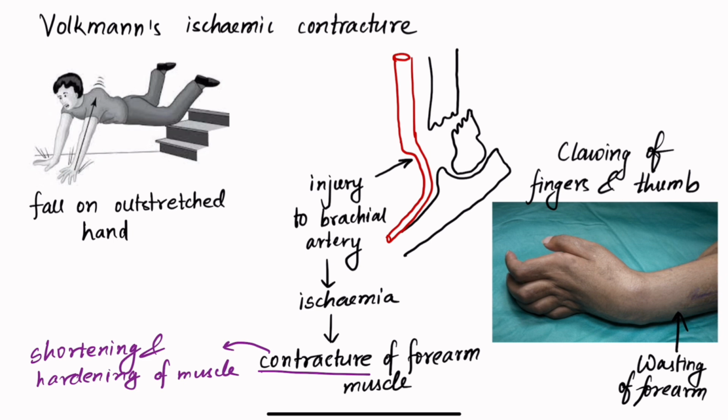So what happens during Volkmann's ischemic contracture? During Volkmann's ischemic contracture, due to fracture of supracondylar region of humerus, injury to brachial artery takes place, which leads to ischemia, and ischemia leads to contracture of forearm muscle, that is the muscle of the forearm due to the lack of blood shortens and becomes hard, and due to the shortening and the hardening of forearm muscle, clawing of thumb and fingers take place, and the forearm muscle gets wasted.